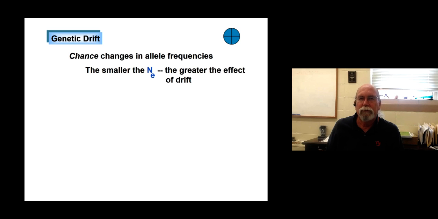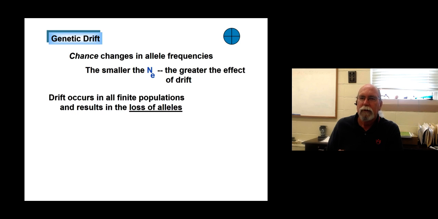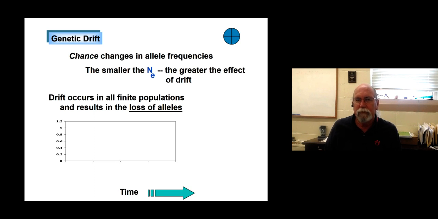Important for us, based on some earlier discussion, is that the smaller the effective size, the greater the effective drift. Now, drift occurs in all finite populations. Doesn't matter how big or small. The bigger they are, the slower it is, but it occurs, and it always leads to a loss of alleles. It's always taking alleles away, taking mutations out of the system, and it's a chance event. A little chart showing what it might look like.